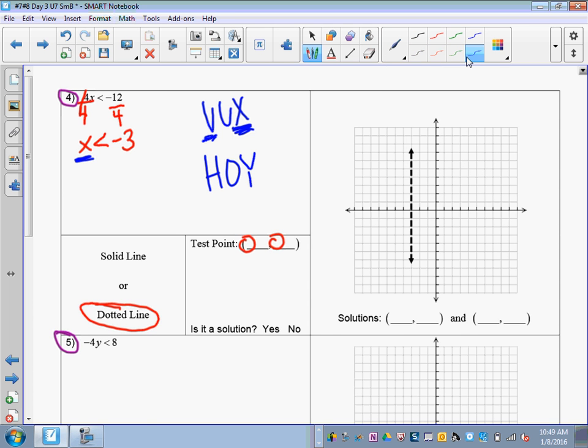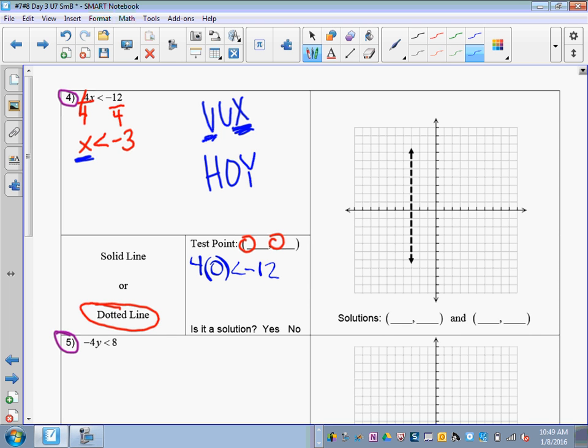Alright, so go back up to my original inequality here. So I have 4 times 0. If there's no y, there's nowhere for us to put the y, so we don't use it. 4 times 0 is less than or equal to negative 12. We need to check to see if this is true.